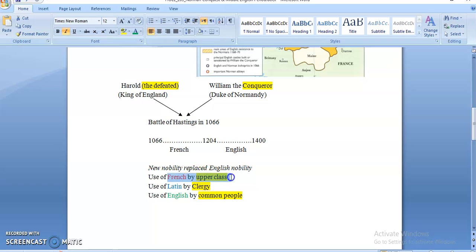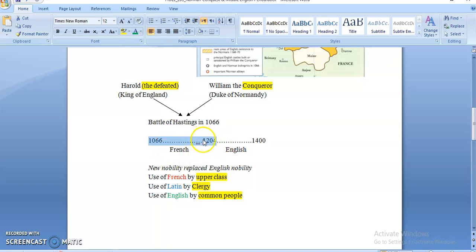So French was the language of the upper classes, the language of court, universities, transactions, etc. The ecclesiastical figures, that is the clergy, the priests, the religious leaders, they used Latin. And English was relegated to an obscure place, and it was just spoken by a few common people. So during this period, English did not have any place in England's life.